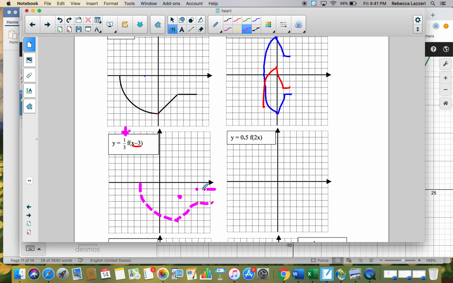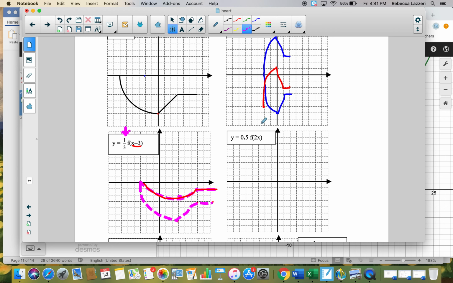So it's coming across like this, down like this, and back up like this. So that resulted in a vertical shrink. And my final answer, in fact, is this one. So it's like I took this graph and shifted it over 3 first, and then I did the shrink where I multiplied it by 1/3 or divided by 3.